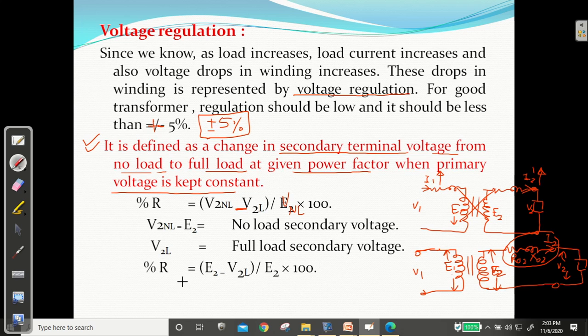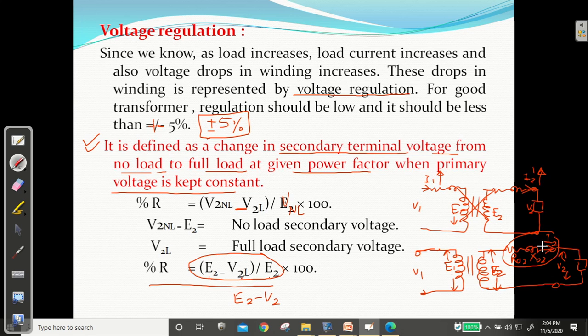Right? So what will be the percentage regulation? V2 at no load means E2, so E2 minus V2 upon E2 into 100. So this is the formula we have for regulation. So how will you define regulation? It is the change in secondary terminal voltage from no load to full load. No load voltage means the E2 minus V2 upon E2 into 100. This is the formula. Okay, now what is E2 minus V2?